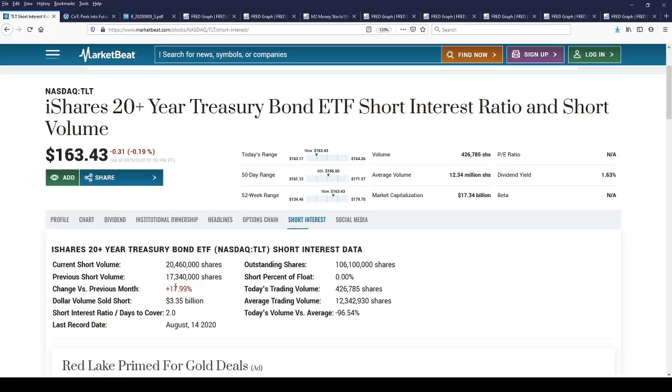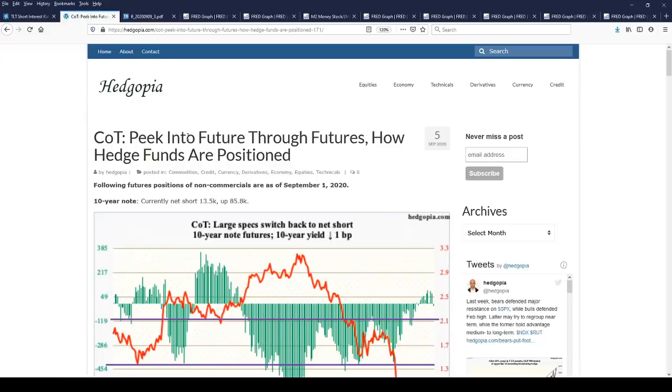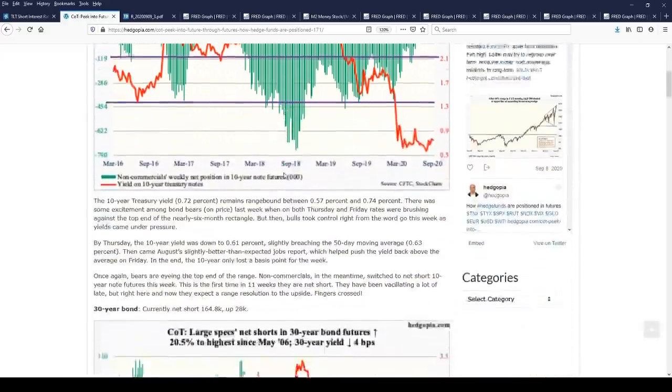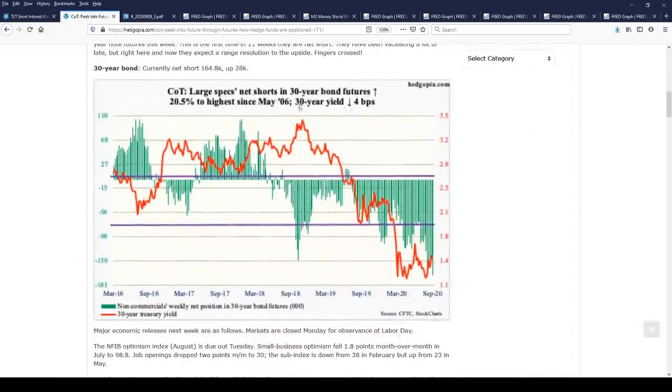And people asked last week, why did bond prices go down? Because people are betting against it. And if we look at Hedgeopia, we go and see the bets on 30-year bonds. So here's a speculative position on 30-year bonds. Even though this chart does not go back to the inception, this is the largest speculative short position in the history of the 30-year bond right now. So people are betting against it all the time.